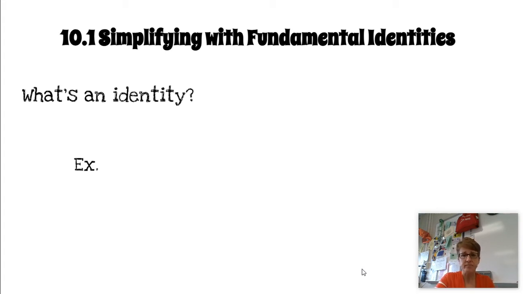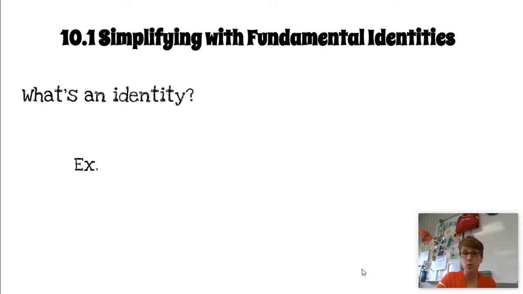So this new unit that we're going to be starting is more trig, yay, but it's a very different type of trig. It's much more algebraic. So we're going to be factoring and solving equations that have sines and cosines, etc. in them. But the majority of our work is going to be just simplifying expressions. So what we're going to use to do that are what we call trig identities.